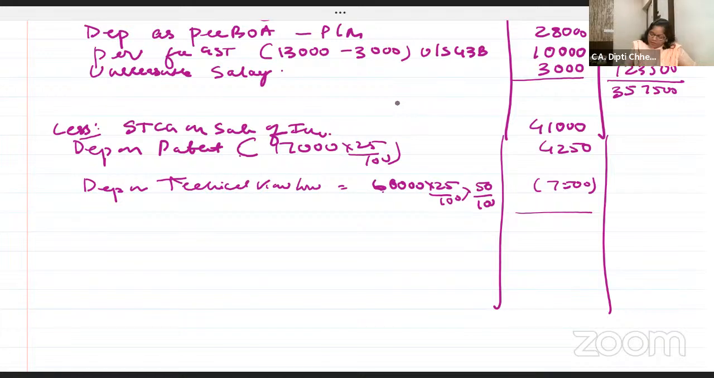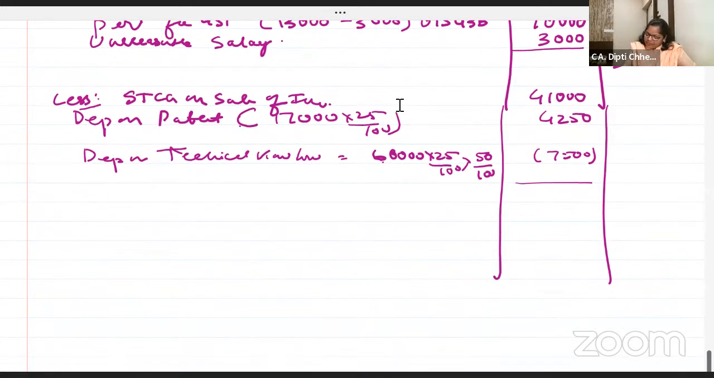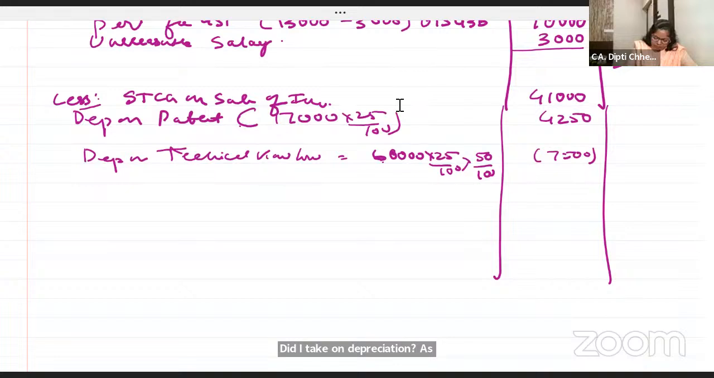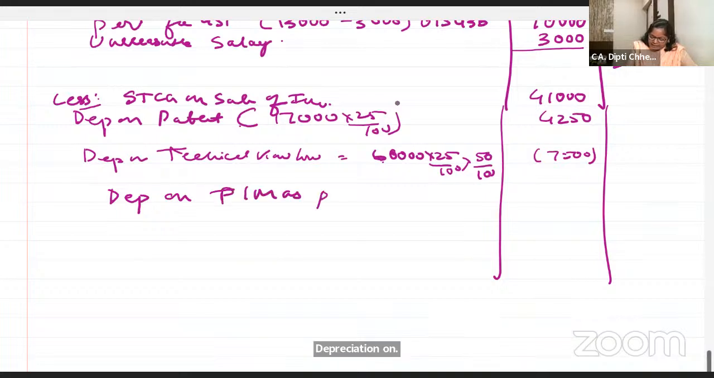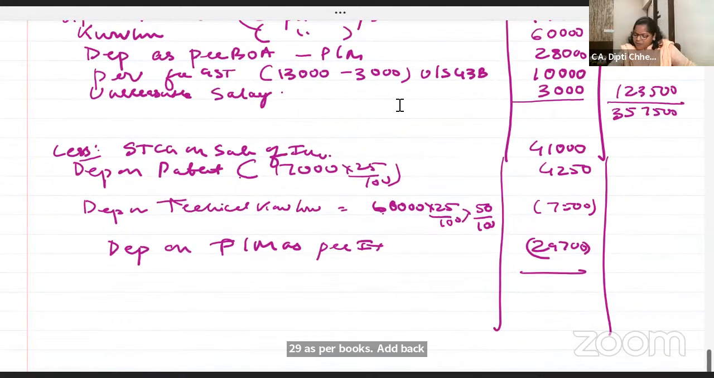Did I take depreciation as per income tax? I have not written it. Just write that also. I discussed it, but after that I missed writing it. Depreciation on plant and machinery as per income tax. Please write it down if you have also missed it. 29. As per books, add back. As per income tax, take it.